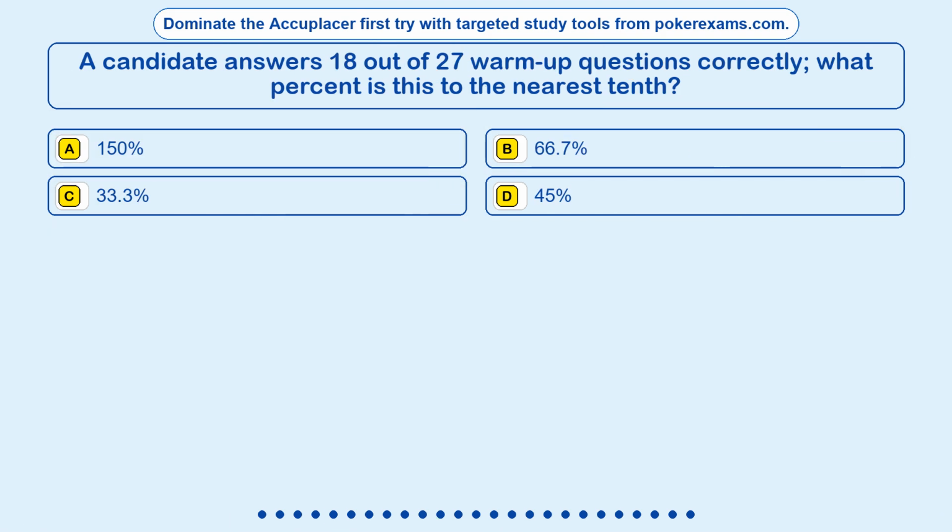Question 4. A candidate answers 18 out of 27 warm-up questions correctly. What percent is this to the nearest tenth? Option A, 150%. Option B, 66.7%. Option C, 33.3%. Option D, 45%.